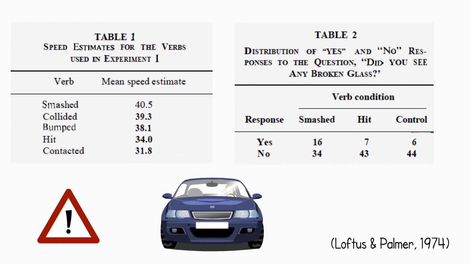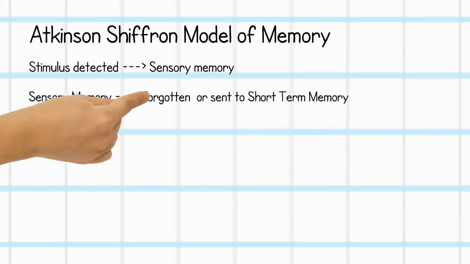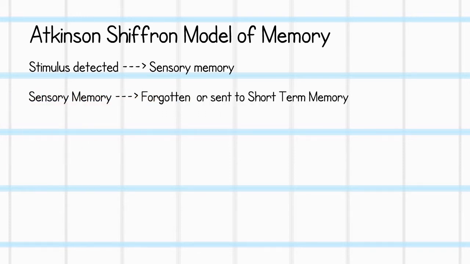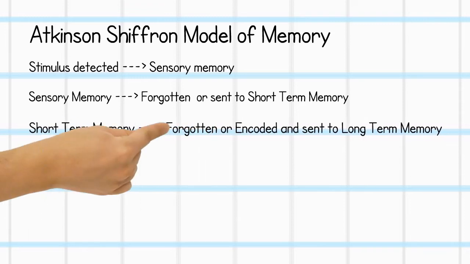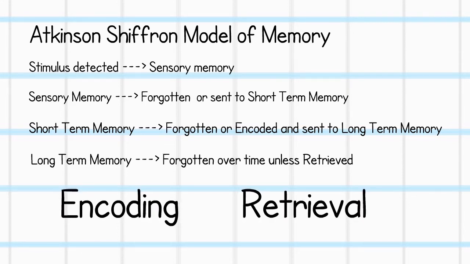The Atkinson-Shiffrin model of memory works as follows. A stimulus is detected and gets sent to the sensory memory, then short-term memory, and finally to the long-term memory. However, items are forgotten each step of the way unless they are rehearsed or encoded before being sent to the long-term memory for later retrieval. It was during the encoding and retrieval processes when eyewitness testimony becomes corrupted.